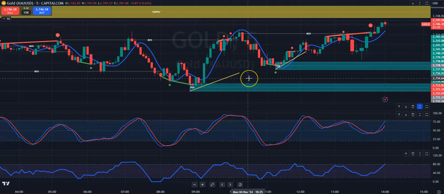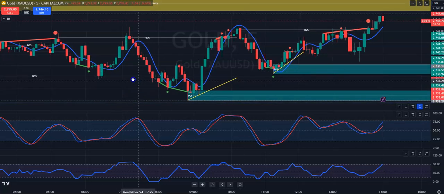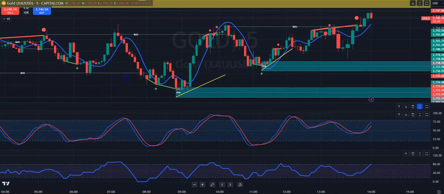And if you're a trend trader, ignore this. If you're a scalper, this is probably a bit of fun for you as well. The main thing we're looking for, several things we're looking for. The first thing is, where is the price cycle? Is the money flow overbought? Is the stochastic overbought? Yes, it is.